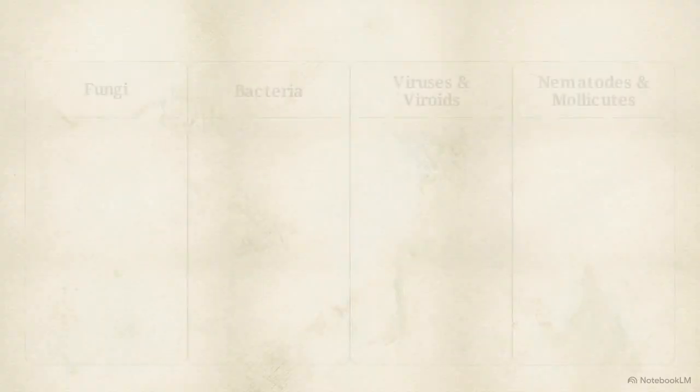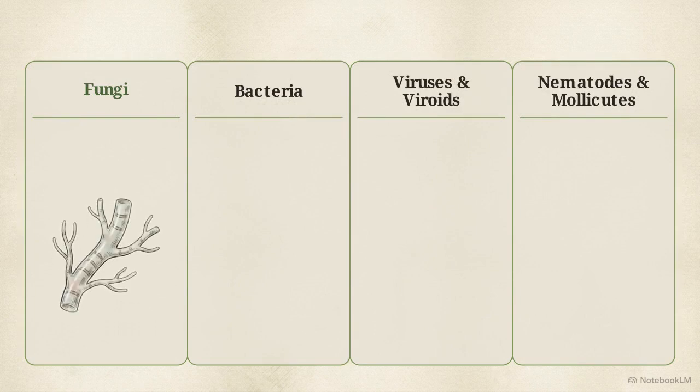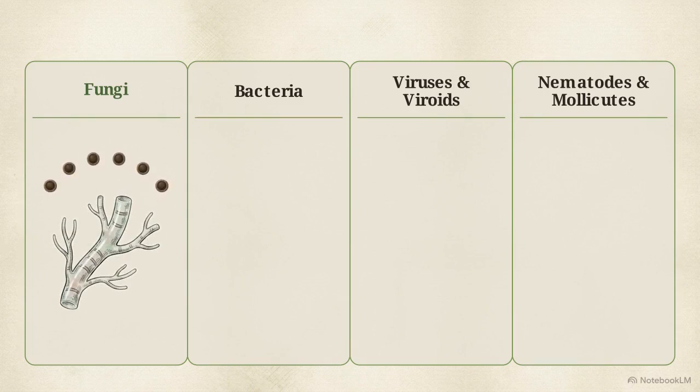This chart compares the shapes and sizes of different plant pathogens. First up are fungi. These are complex organisms with organized cells, much like our own. They protect themselves with a tough, shell-like outer layer and grow in long, branching threads. To spread, they release millions of tiny seeds called spores.